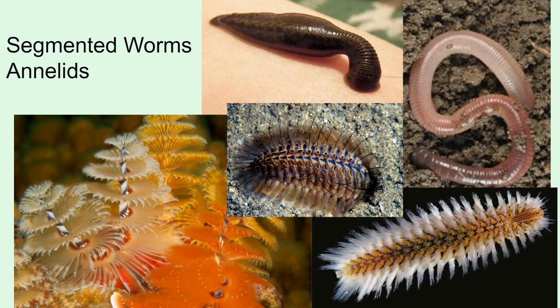The last ones I want to talk about in this video are segmented worms, and those are also known as annelids. So if you see annelids, that means segmented worms. Those include earthworms, like you might go fishing with, and leeches, like that one there, and those tend to suck blood to be able to get their nutrients.